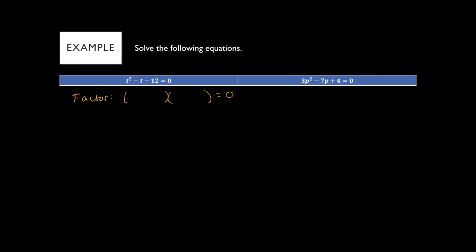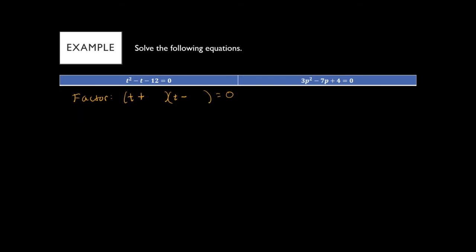I know since it's multiplying to t squared that I need a t, oops, not a t squared, I need a t in the front of both of my parentheses. I'm multiplying to a negative 12, so I know I have to have a positive number and a negative number. So I'm going to just put in my signs. I know one has to be positive, one has to be negative.